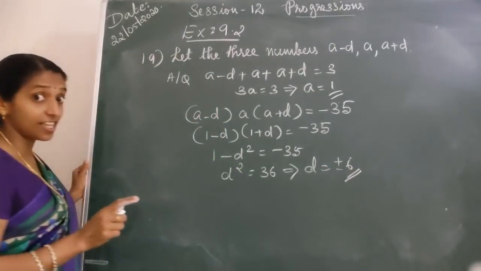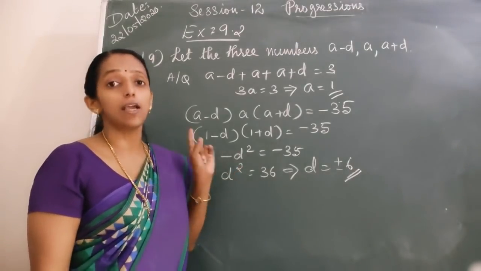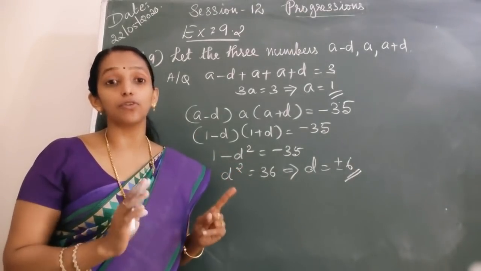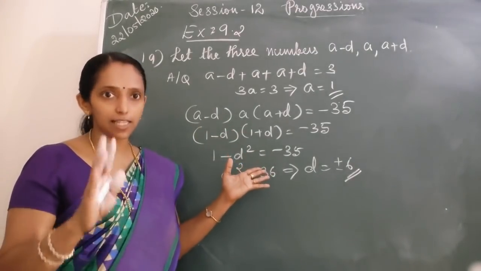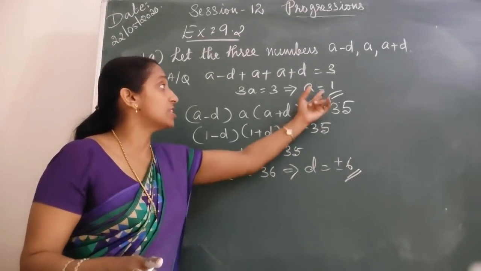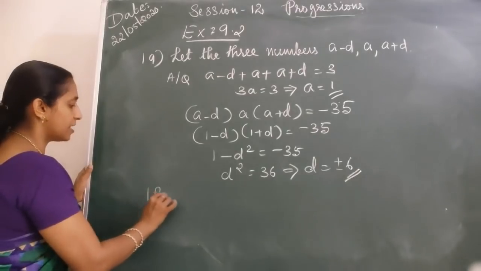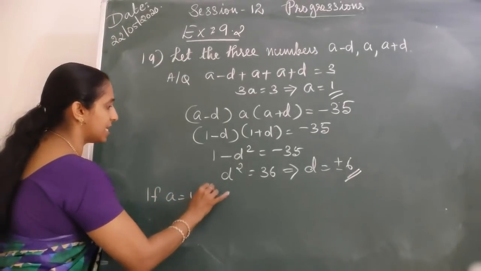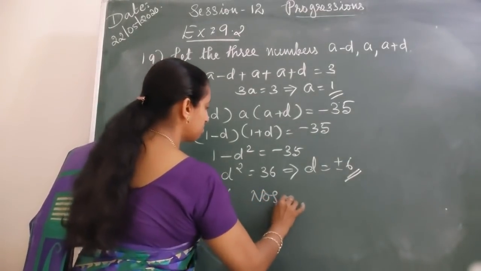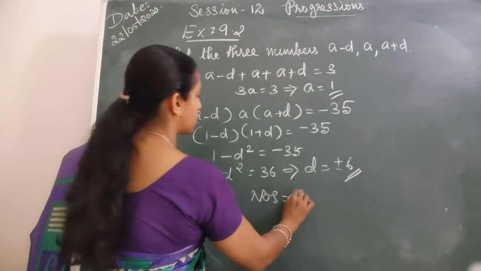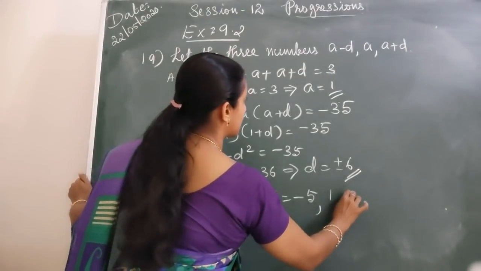d we are getting as two values. Either d will be plus 6 or d will be minus 6. So you have to find the three numbers. You have to calculate the three numbers according to this value. That means the three numbers are, if a equal to 1, d equal to 6, then numbers are 1 minus 6, minus 5, 1, 1 plus 6, 7.